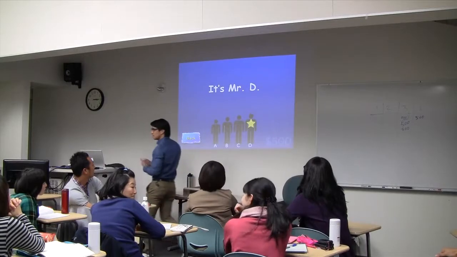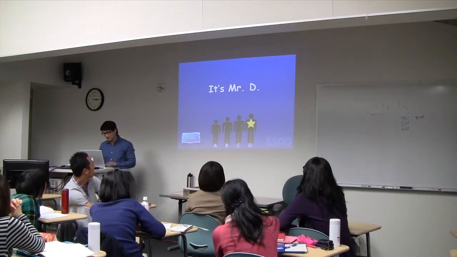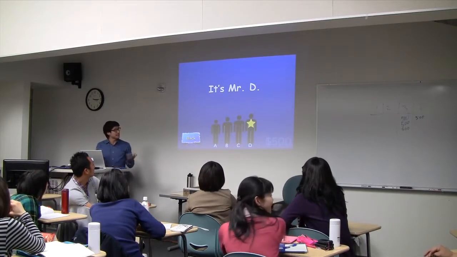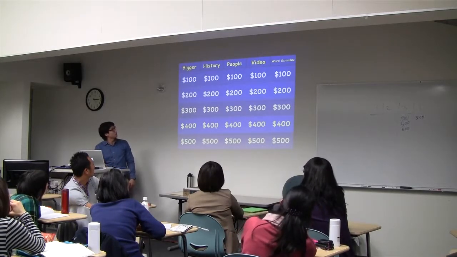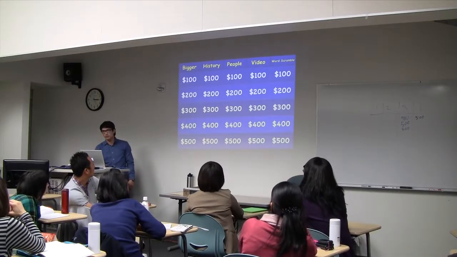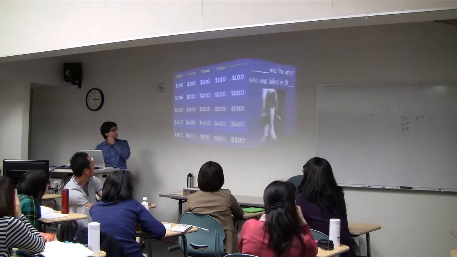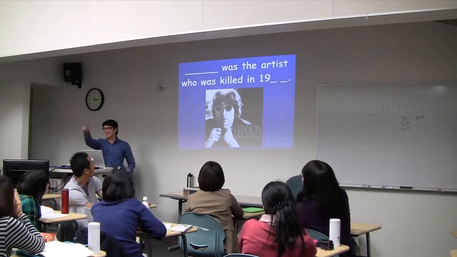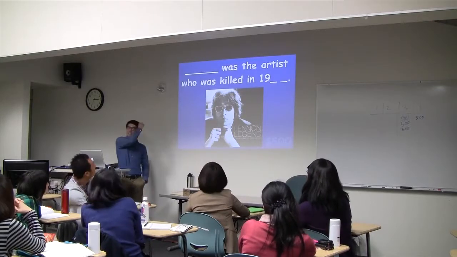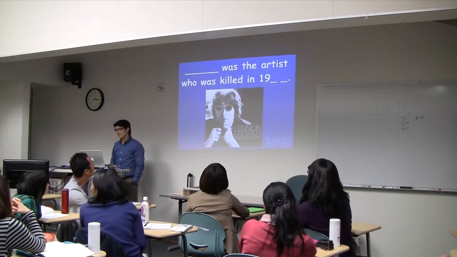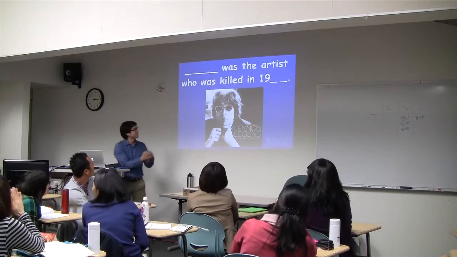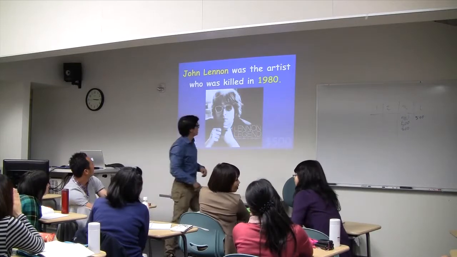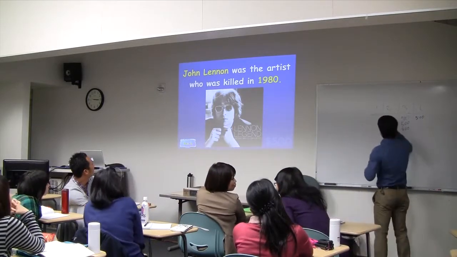So Mr. D is the tallest, and so that's comparing things. That's a 2nd grade review. And then the last category I will choose for you is people for 500. Okay, please fill in the blank. Yes. John Lennon was the artist who was killed in 1980. That's right. Yes, John Lennon. That's team number 1.